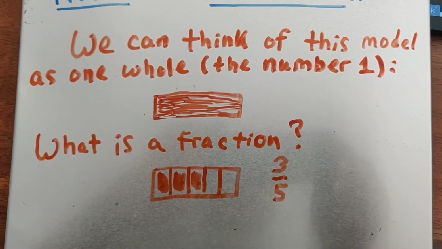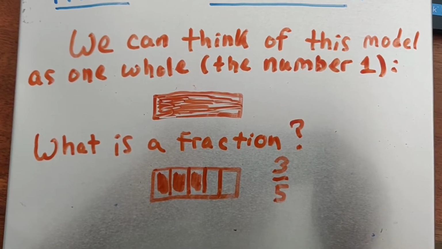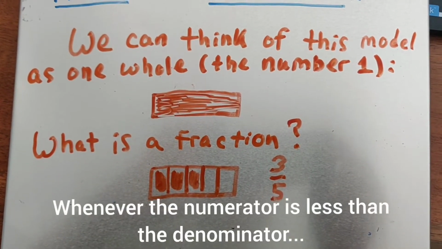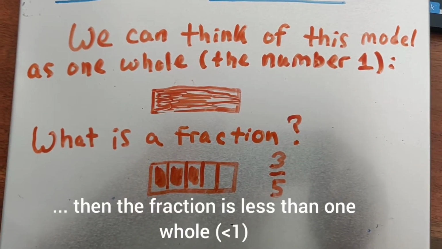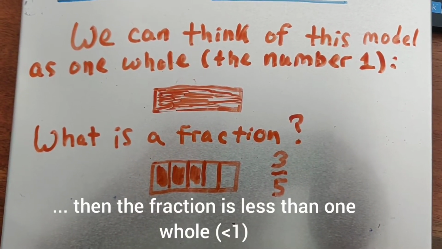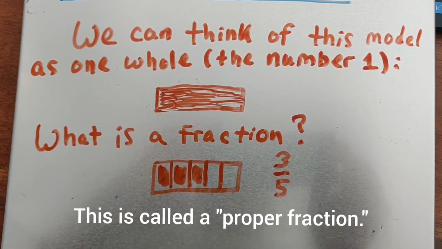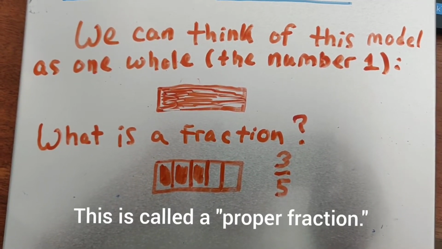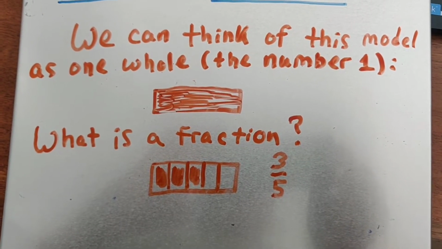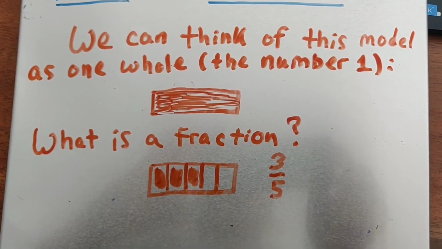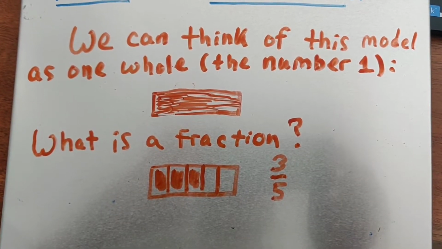And notice that the amount shaded in 3/5 is less than the amount shaded in the number 1, in one whole. So when we have a fraction like this, 3/5, that's less than one whole. It's how many parts of a whole we have. But a fraction doesn't always have to be less than one whole. Let me give you an example.